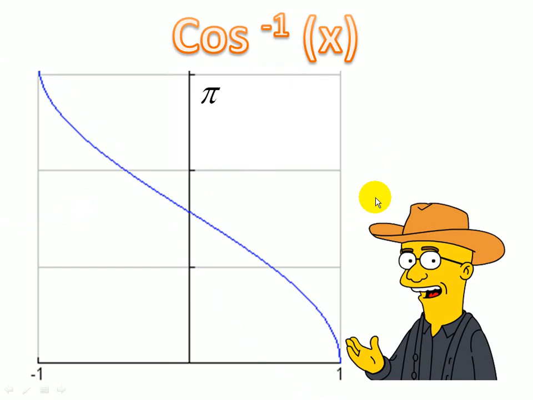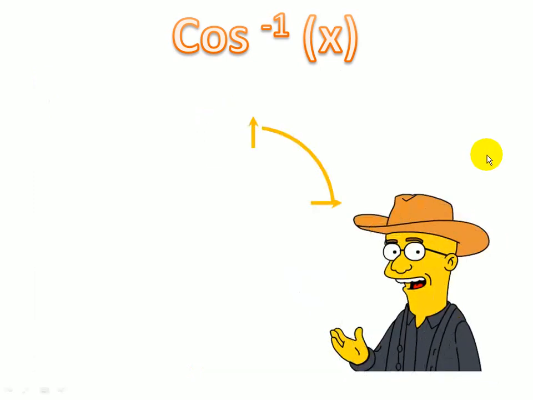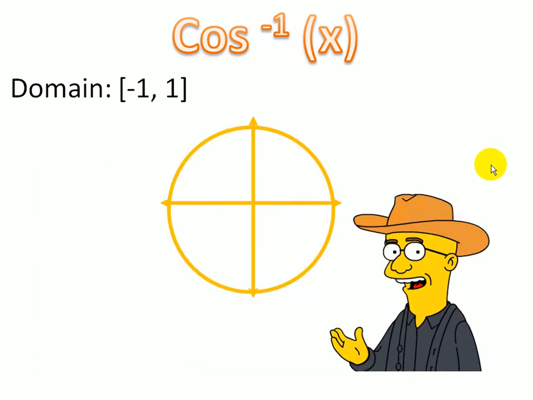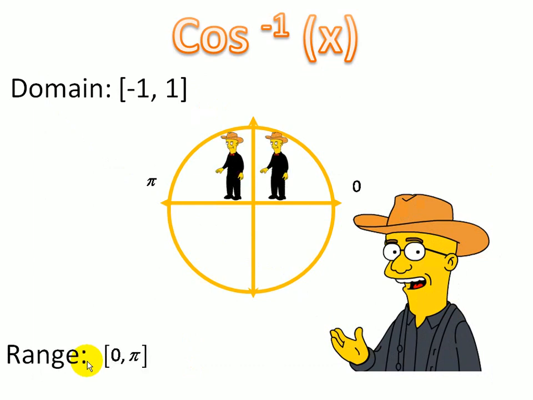The inverse cosine would have as the domain negative 1 to 1, and the range would be 0 to pi. Now, we've already stated the domain is negative 1 to 1. The range then would be 0 to pi, and that would put us in the first and second quadrants. So with inverse cosine, we always input values between negative 1 and 1 inclusive, and it will output values between 0 and pi inclusive.